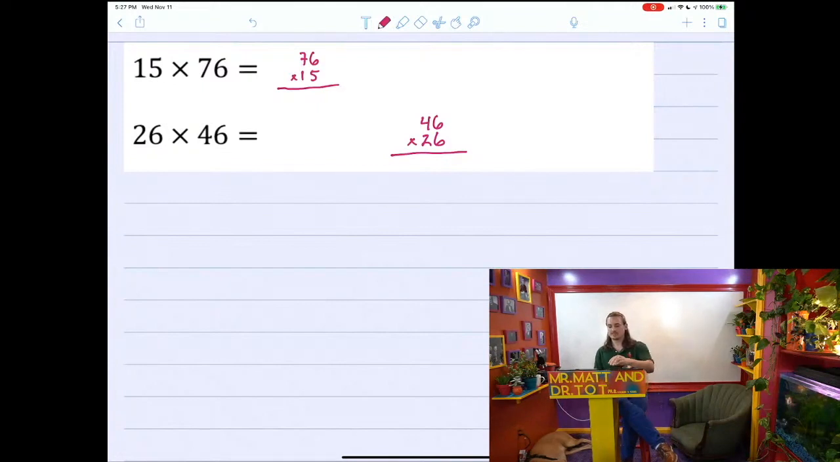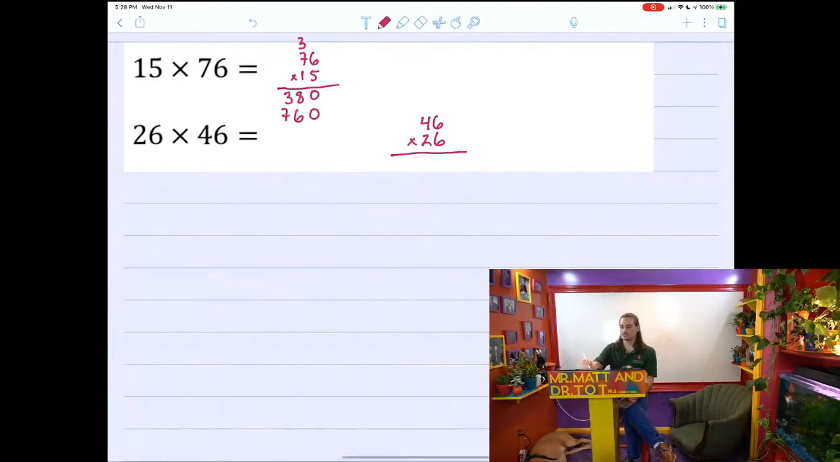Okay, looking at 76 times 15, it's written 15 times 76, but I'm going to write the smaller value on the bottom. So we're going to have 5 times 6, that's going to be 30. So keep the 0, regroup the 3. 5 times 7 is 35, plus 3 is going to give us a 38. Now we're going to have the placeholder of 0, and 1 times 6 is 6. 1 times 7 is 7.